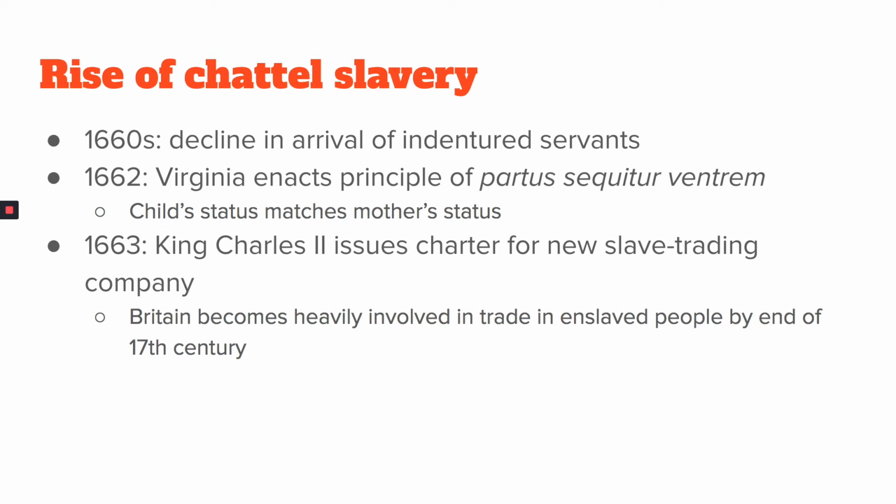And what ends up happening is, by changing it to partus sequitur ventrum, now a child's status matches their mother's status, and this is going to give a lot of power to the planters, to the slaveholders of the American colonies. And then in 1663, the very next year, King Charles II is going to issue a charter for a new slave trading company. And by the end of the 17th century, Britain is going to be the country most heavily involved in the trade of enslaved people.